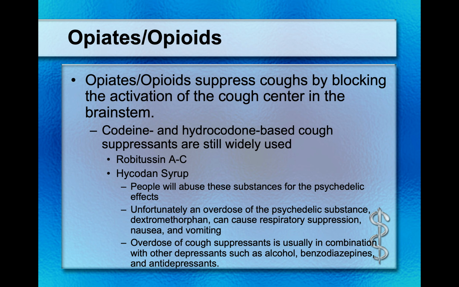People will abuse these substances for the psychedelic effects. Unfortunately, an overdose of the psychedelic substance dextromethorphan can cause respiratory suppression, nausea, and vomiting. Overdose of cough suppressants is usually in combination with other depressants such as alcohol, benzodiazepines, and antidepressants. Normally, and this was a big thing in the clubs in Hollywood, they would drink cough syrup and they would drink alcohol at the same time. Putting the two depressants together, sometimes they would have an overdose and they would die.